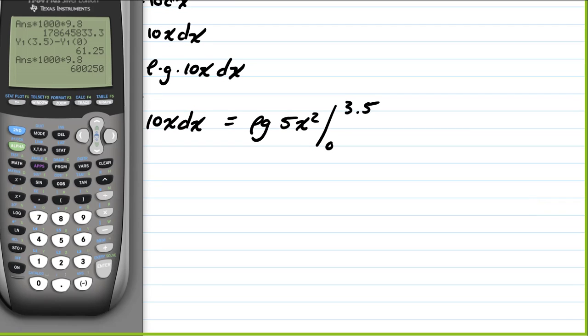So if we go ahead and do that, let's go 5x squared, and we go y1 of 3.5 minus 0. Oh, we get 61.25 again, so if we multiply that by 1,000 times 9.8, once again, we get 600,250.